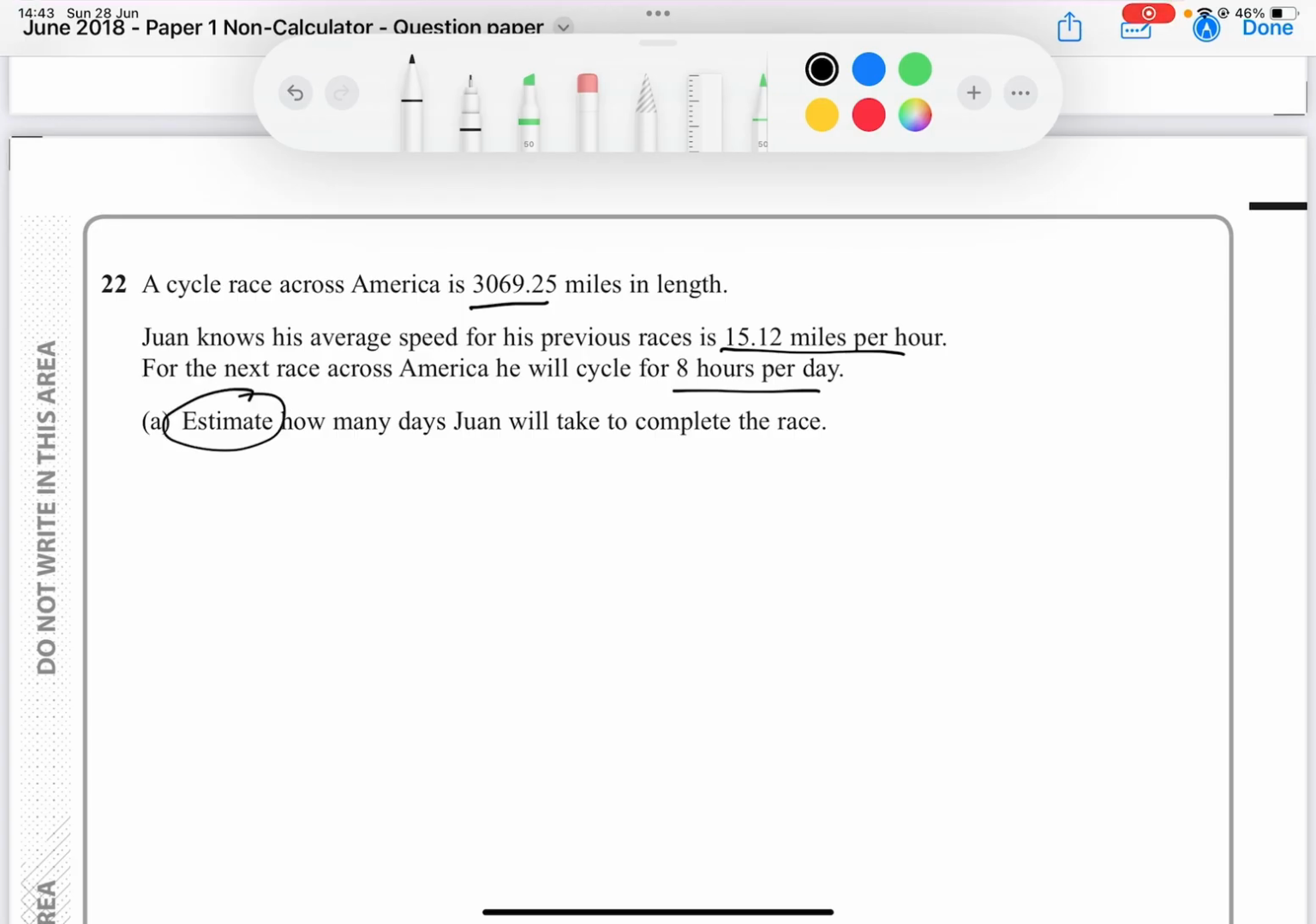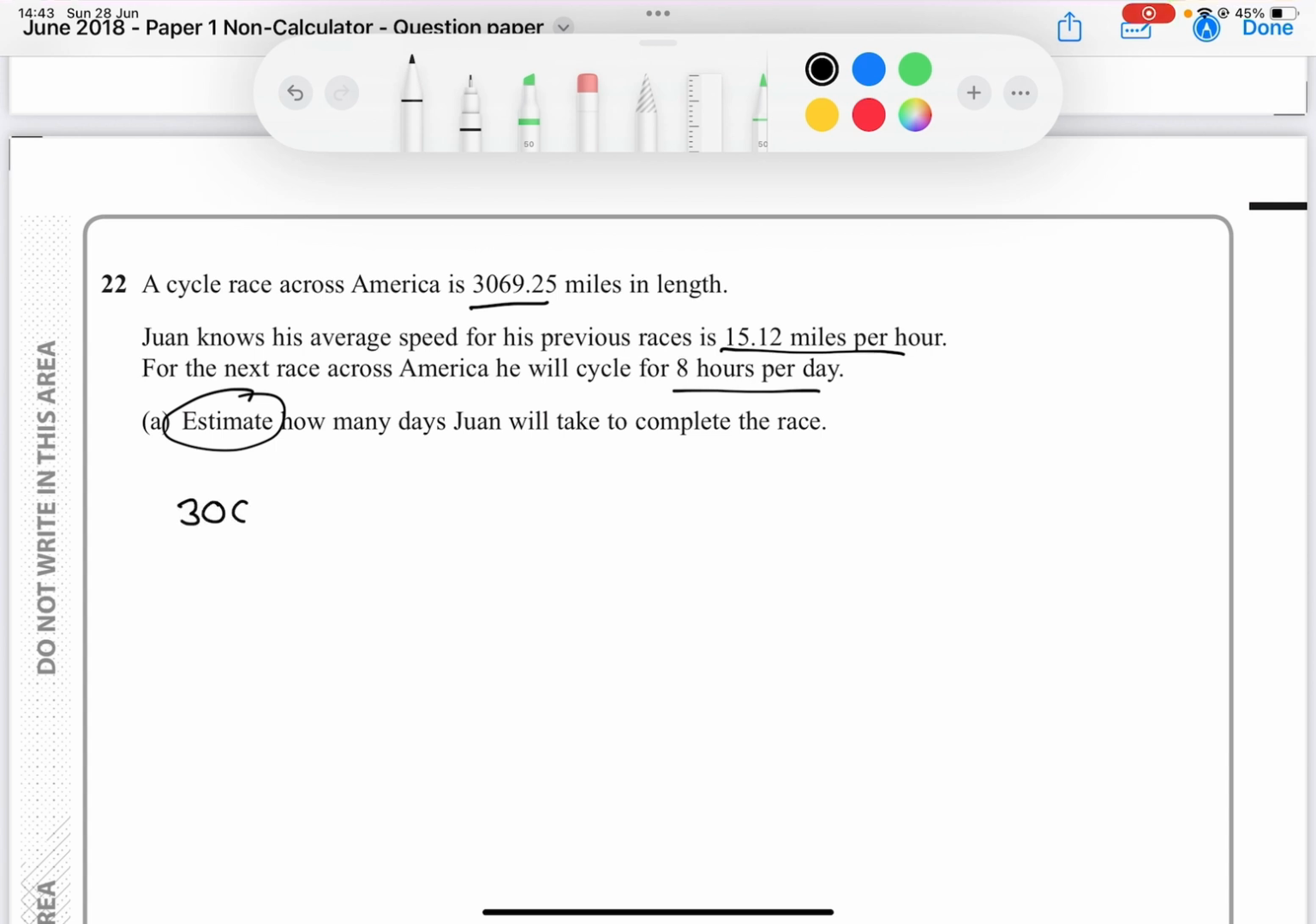Now it says estimate. Whenever you see estimate, we're not using the actual values that they've given, okay? We're just estimating. If we were to work out with the actual values that they gave, they will tell us work out how many days, okay? But they've said estimate how many days. So we're just going to round all of the values that were given, okay?